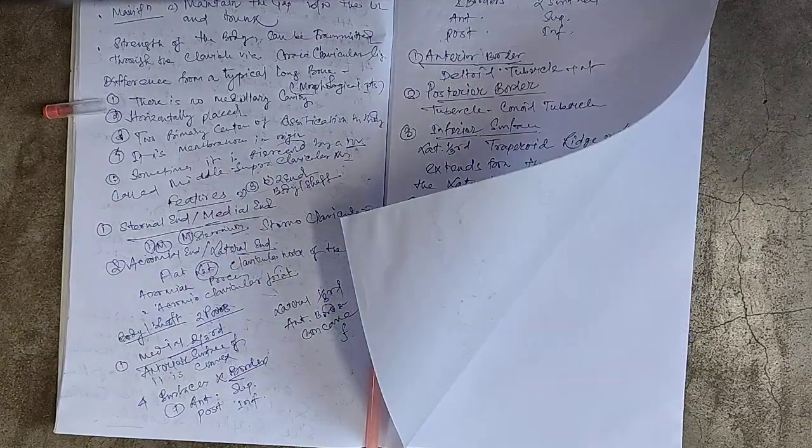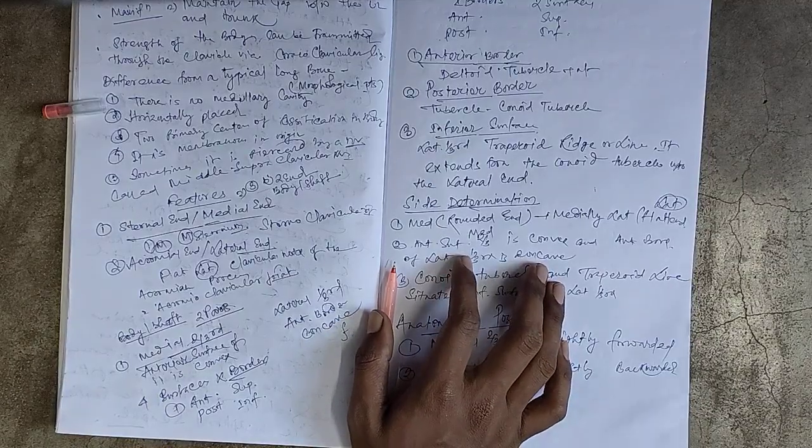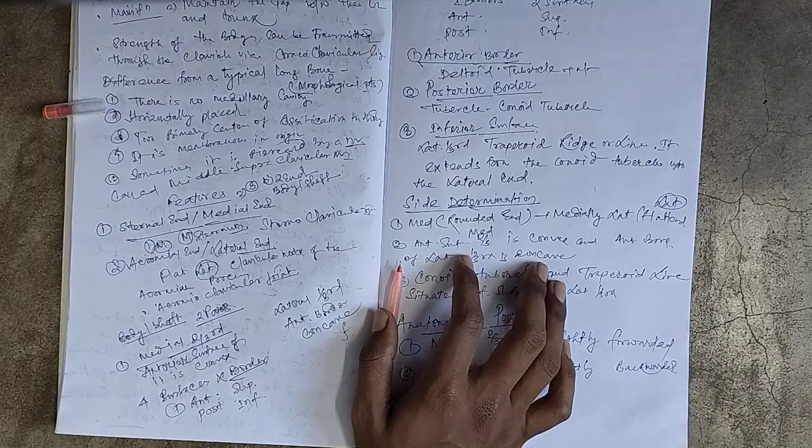First of all, the sternal end or the medial end. It is more or less rounded and directed medially. It articulates with the manubrium of the sternum, forming the sternoclavicular joint. For that, this end is also called the sternal end or medial end. Then the acromial end or lateral end is flat and directed laterally, and it articulates with the clavicular notch of the acromial process of the scapula, forming the acromioclavicular joint.